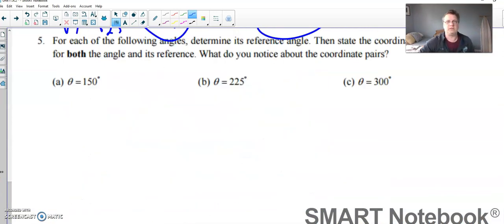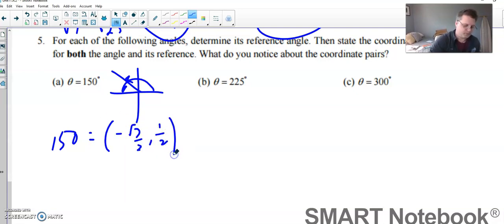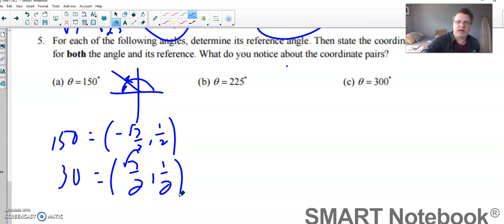Okay. This is great because it's a little more practice on reference angles. Reference angles, remember, so here's 150, is this distance here, the bow tie. Okay. The coordinates of the unit circle of both the angle and its reference. So 150 is negative root 3 over 2, 1/2. Okay. The reference angle is 30 degrees, which is root 3 over 2, 1/2. 225 comes over here. This right here is the reference angle. So 225 minus 180. This one was 180 minus 150 to get the 30. Okay, so that's 45 degrees.